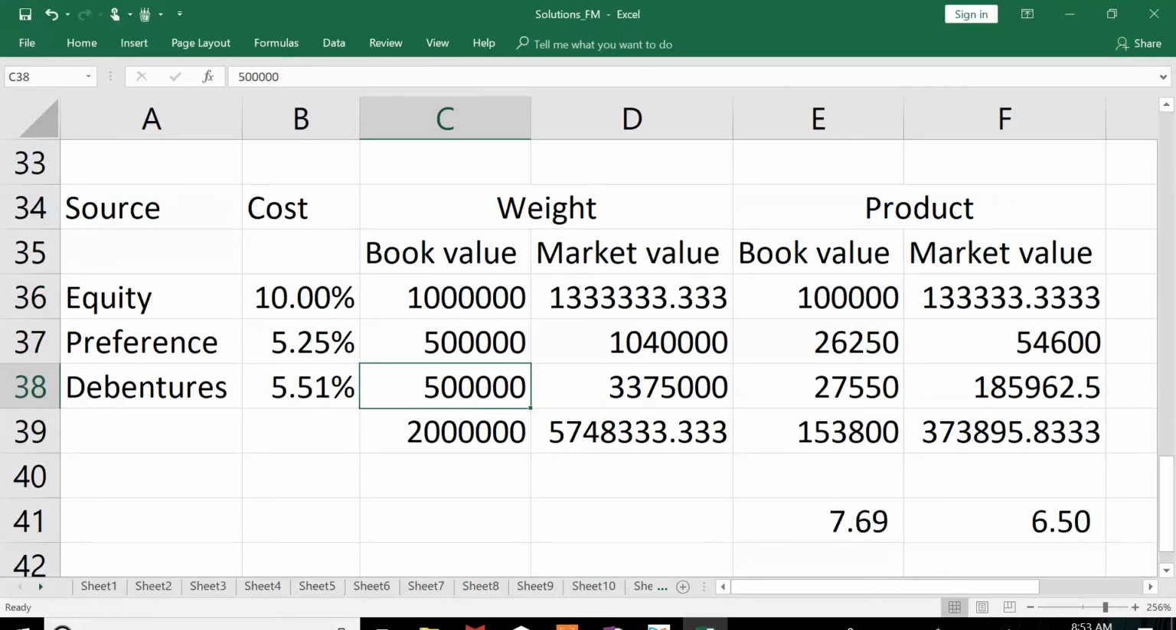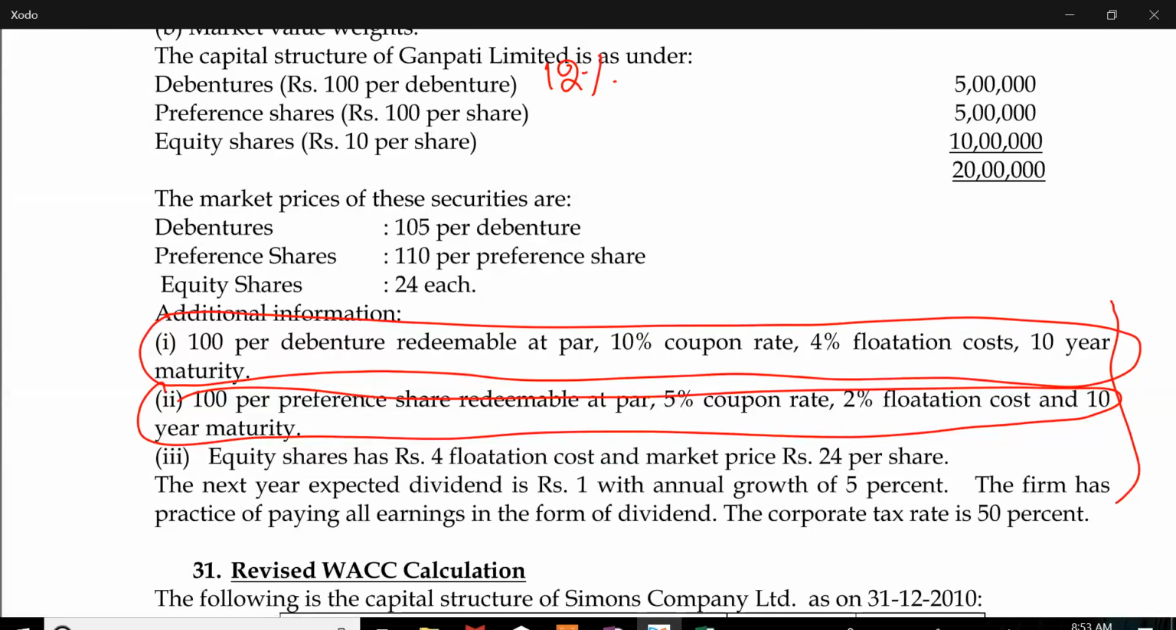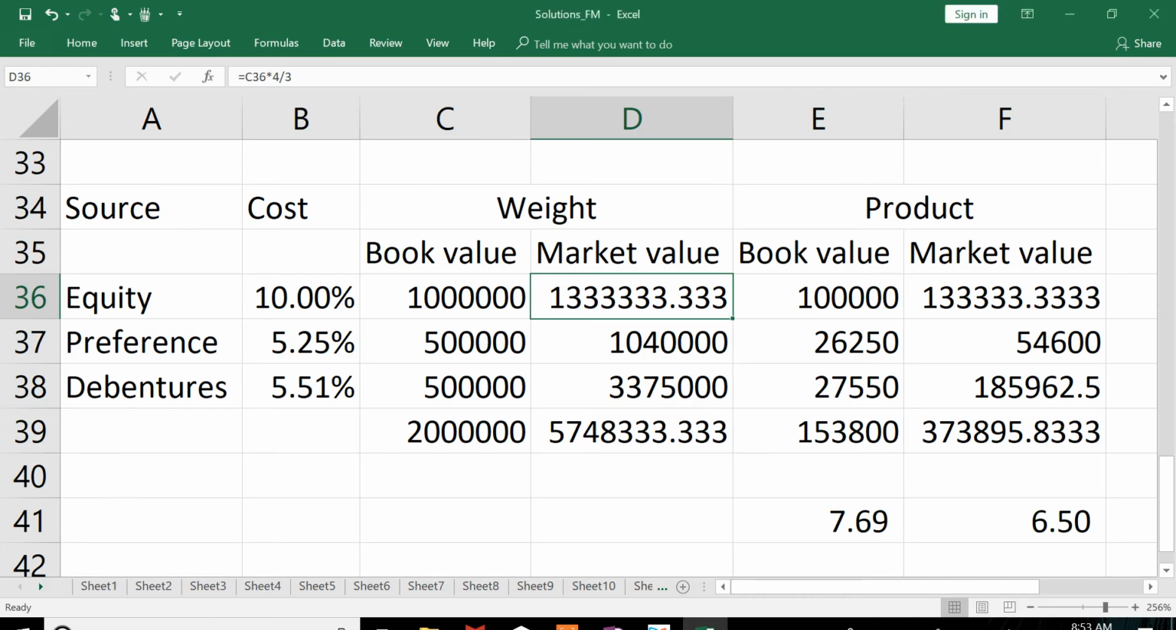5 lakhs. The only thing is, when you do market value, you will have to adjust based on the market price. I assume you have done that. That's where that market price data is used. They have given the market price data of 24, 110 and 105. Where is that going to be used? Here. This divided by 10 into 24. This divided by 10 into 24.